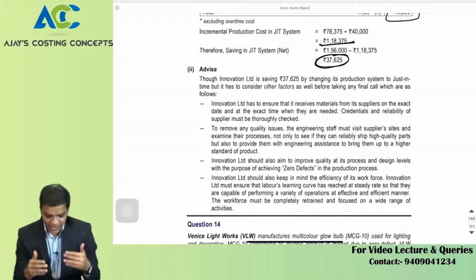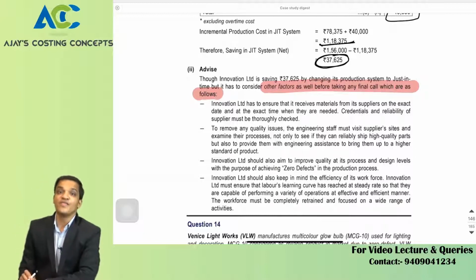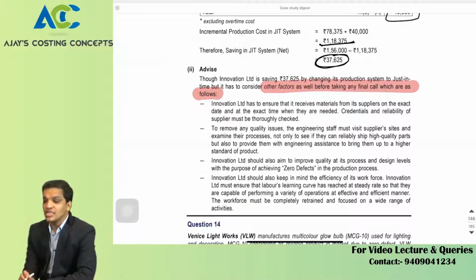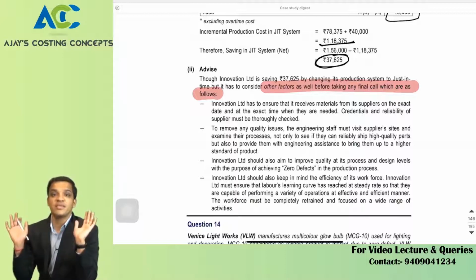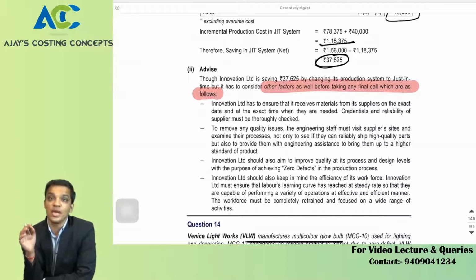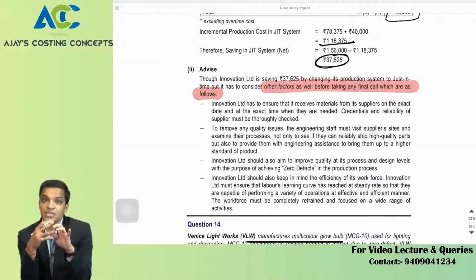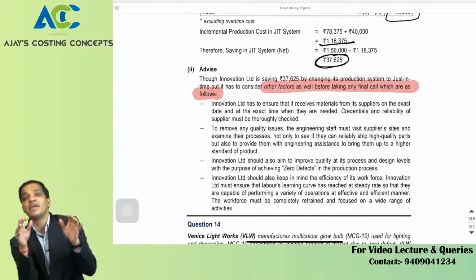Right, so what kind of advice is required? Before taking any final call, you will say what other factors are also to be considered. Other factors are very, very important. So it is not just a question of saying, okay, follow just in time, there is a saving, that's it, done. No, the advice is why just in time is to be advised, but also what the other factors are. Always remember, this is very important for providing your solutions in your exam, right? As I said, part number 3, while providing solutions, what things you should take care of. It is not the kind of exam where you would just say follow this.